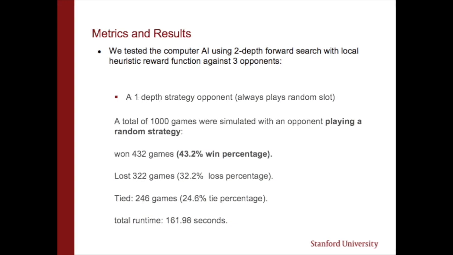Finally, we did 1,000 games with a 1-depth opponent. We still won 432 games, lost 322 games, and 246 games resulted in a tie.